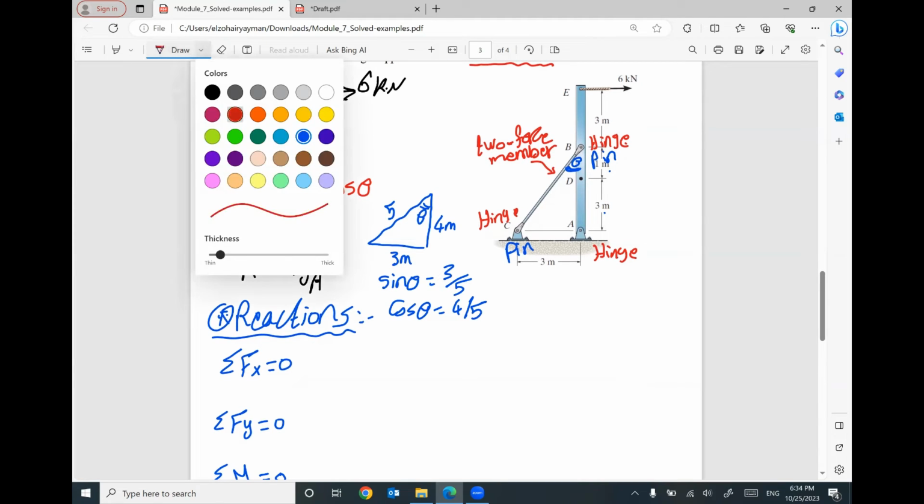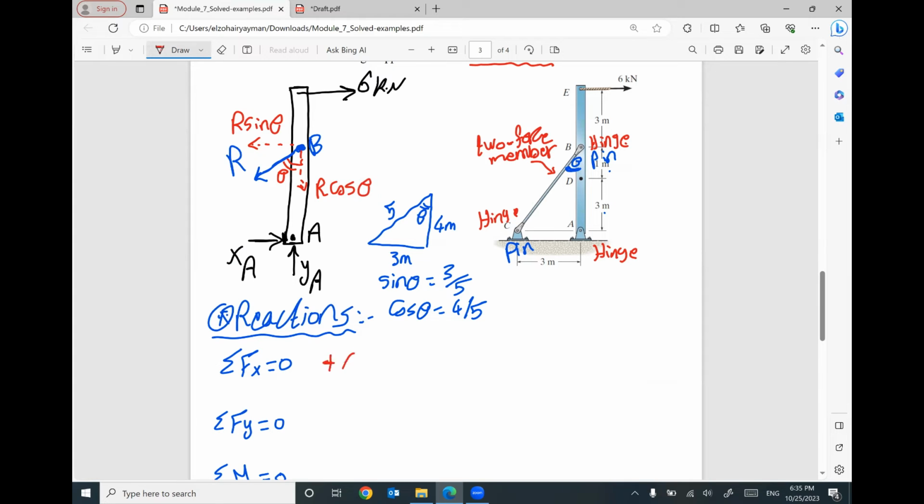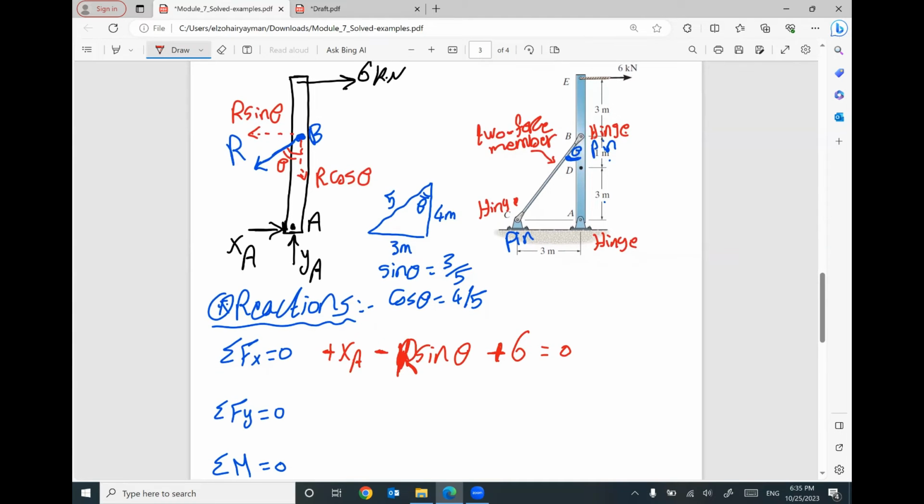So let's move forward. If you apply summation Fx equals 0, I will have positive XA, negative R sine theta, and positive 6, all of them in the horizontal x direction, equals 0. Unfortunately, I cannot find anything because I have two unknowns, R and XA. Summation Fy equals 0. What do you have in y? I have positive YA and negative R cosine theta. Nothing else in the y direction, so equals 0. Just a hint: sine theta is 3/5 and cosine theta is 4/5. But the problem is R is unknown, and XA and YA are still unknowns.